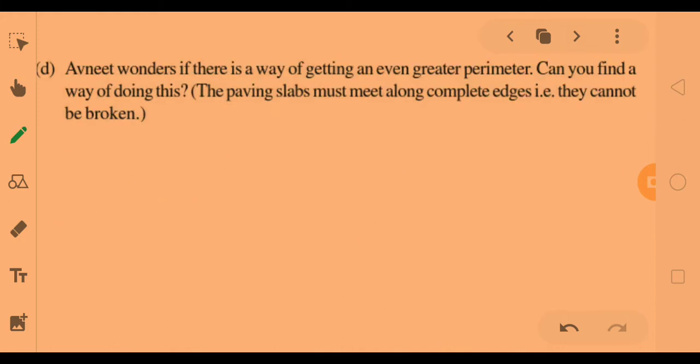Now next one, Avneet wonders if there is a way of getting an even greater perimeter. Can you find a way of doing this? The paving slabs must meet along complete edges, that is, they cannot be broken. So you have to form a different shape by which you get greater perimeter. You think about this and you can make a shape, and the edges shouldn't be half. You have to take full edges. So that is your part, you have to do it.